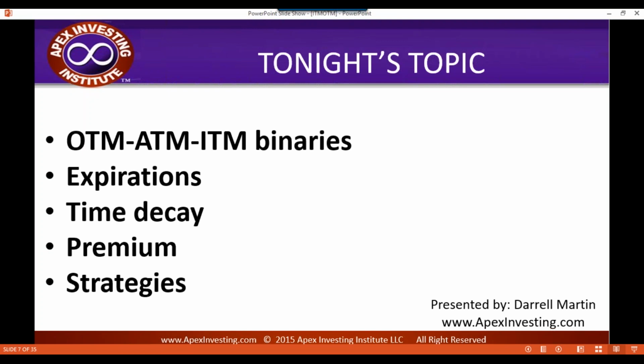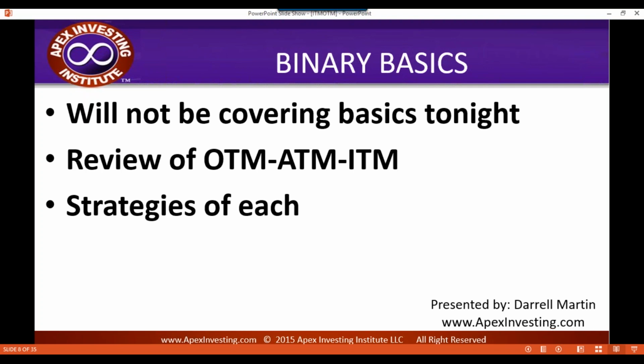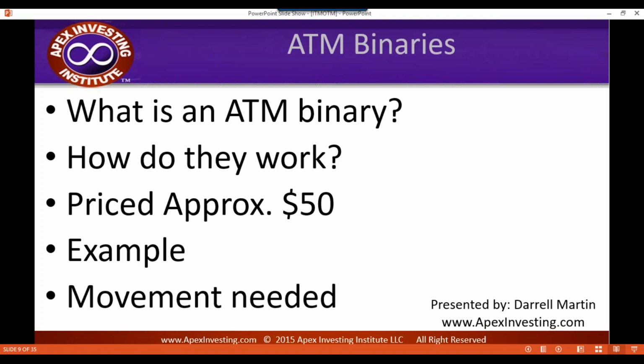So I trade a little of both. Personally, David, I probably trade a few more spreads than I do binaries, but I do trade both of those. So, like I said, we're not going to be able to jump into the basics tonight, but we're going to review what they are. We're going to start with at the money binaries. You're going to have to start in the middle here.